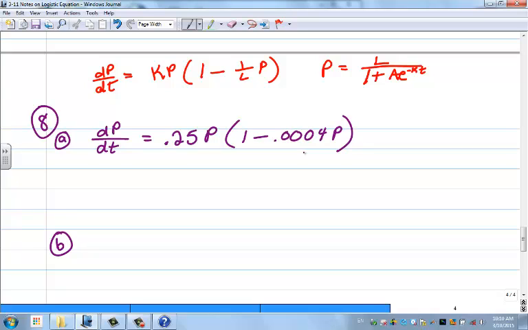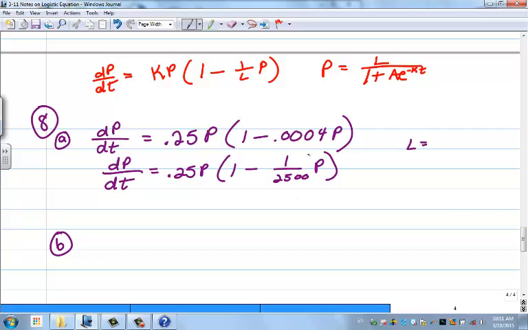All right, I'm going to write it as this: dp/dt equals, you know how I'm partial to fractions, so 0.25p times 1 minus 1 over 2500 times p. So what is L? What is the limiting value of the population, or the carrying capacity of the population? Well, you can see it. It's the reciprocal of whatever occurs in front of p when you have the equation in this form right here. So L is equal to 2500.